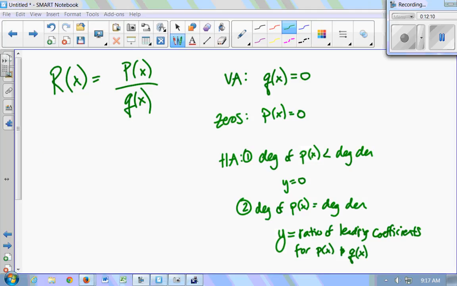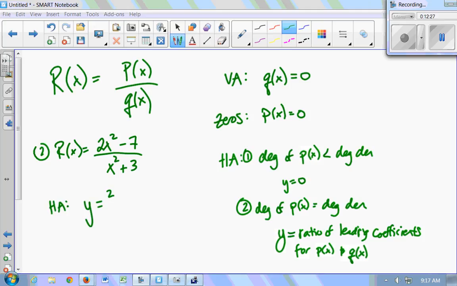So for example, if my rational function were 2x squared minus 7 over x squared plus 3, right? Then my horizontal asymptote would be y equals 2 over 1. Because my leading coefficient on top is a 2, the leading coefficient on the bottom is a 1. Or you could just write 2.